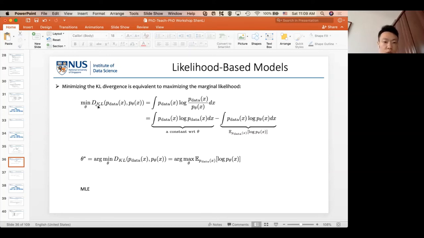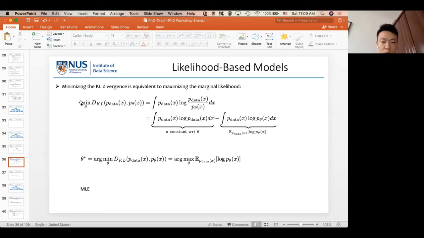So by definition, we know that the KL divergence between P data and P theta can be written into this integral. And this log can be written in two terms. One is the log of P data, and the other one is log of P theta. And we have two terms here, right? Is that clear? And because we are minimizing the loss function over the learnable parameter, we observe that the first term is a constant with regard to theta, because you have no theta involved in the first term, but you have theta for the second term. So what remains is the second term.